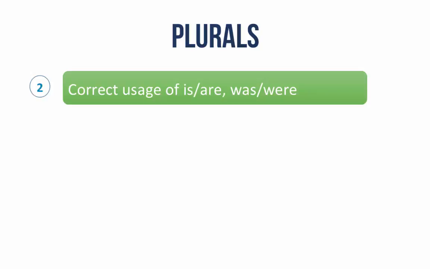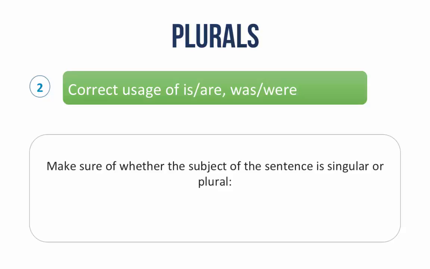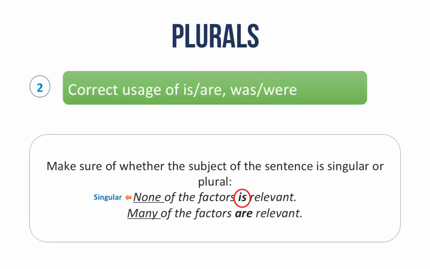Correct usage of is, are, was, and were. Make sure of whether the subject of the sentence is singular or plural. For example, none of the factors is relevant. None is singular and therefore must use the verb is. Many of the factors are relevant. Many is plural and therefore must use the verb are.